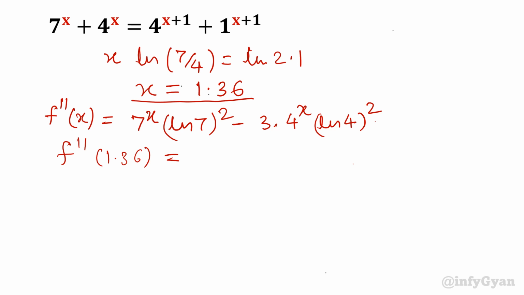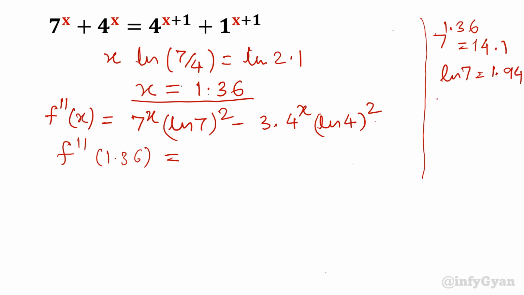Now how will I check? By putting values. Let me write here 7 power 1.36. This value is 14.1. ln 7 is 1.94. 4 power 1.36, that value is 6.588. And ln 4, that value is 1.38.